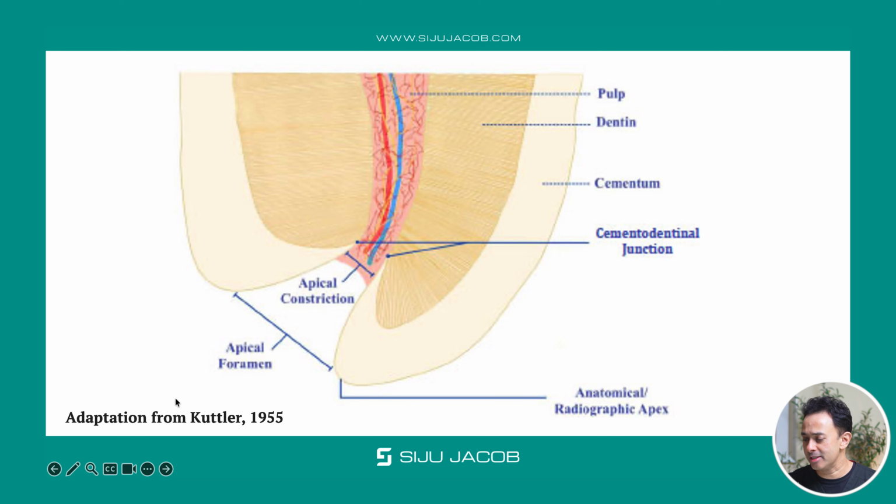The problem with just relying on radiographs is that we have seen that the radiographic apex is not really where the canal ends. As seen in this diagram from Kotler in 1955, the anatomical or the radiographic apex is not exactly where the canal ends, which is the apical constriction over here. So there is a fair degree of distance, and if we rely on just the radiographic apex, then more often than not, you will end up instrumenting the periapical areas rather than the canal itself. So one of the methods to overcome this is by using an apex locator.